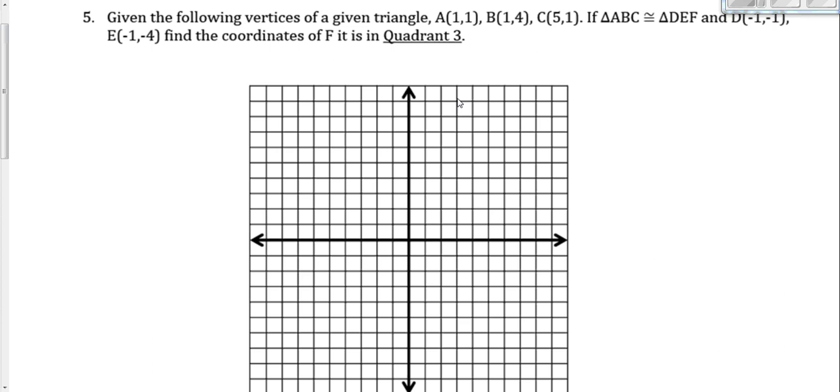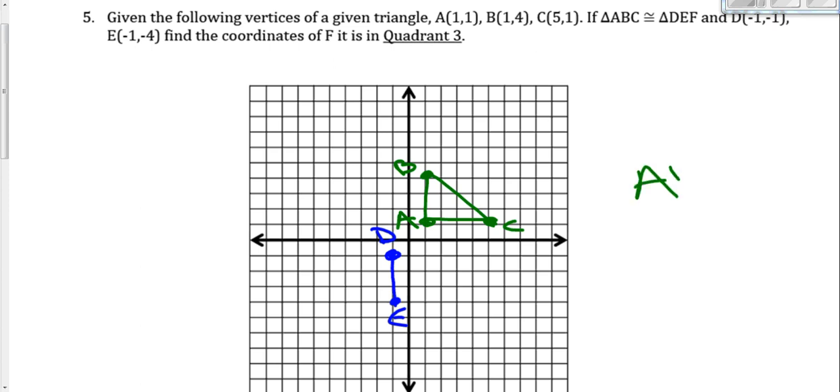So let's start by plotting triangle ABC. A is at 1, 1. B is at 1, 4. C is at 5, 1, and then here's that triangle. All right, now DEF. D is at -1, -1, down here. E is at -1, -4, right here. And we need to find F, okay?